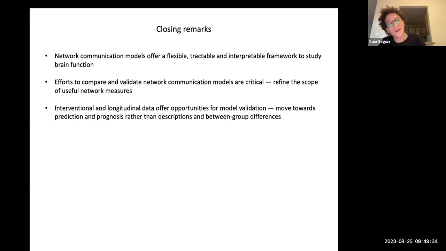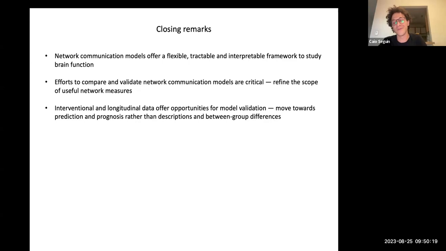And I think the way to do that is to focus on data sets that are interventional, where you have a particular perturbation to the system, where you have a little bit more of a causal flavor of what might be going on, or alternatively, longitudinal data sets. I didn't talk about this, but another application of these models is to track the propagation of neurodegeneration, for example. And that's a very successful application. So moving the focus from just describing brain networks or between-group differences to actually thinking about prediction of the effects of an intervention or prognosis of how a disease might progress is really the way to go.